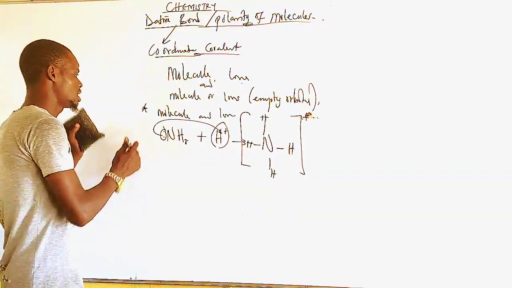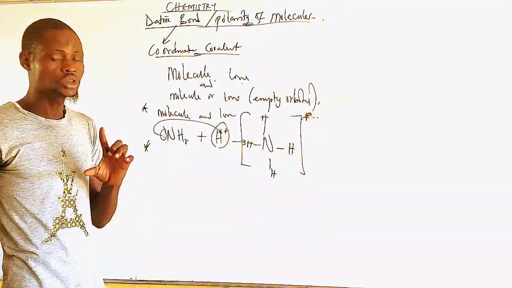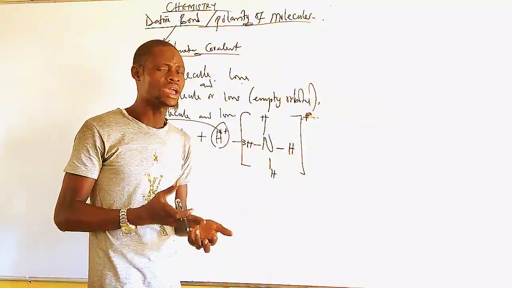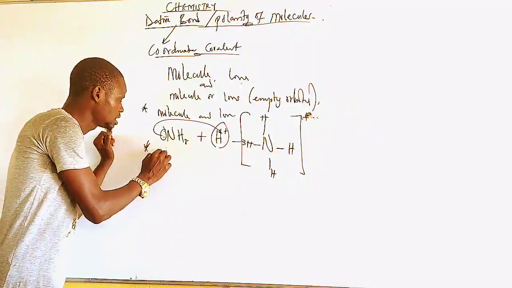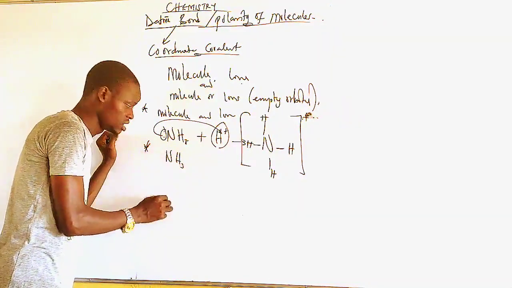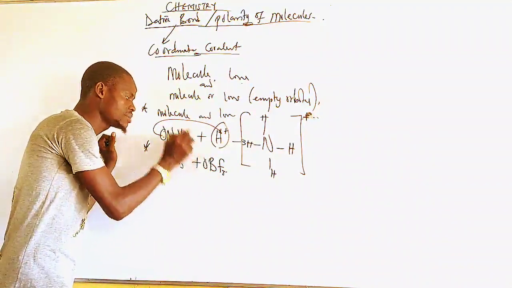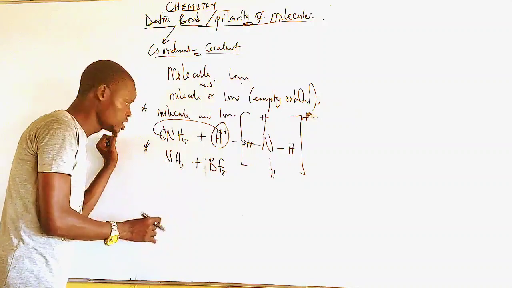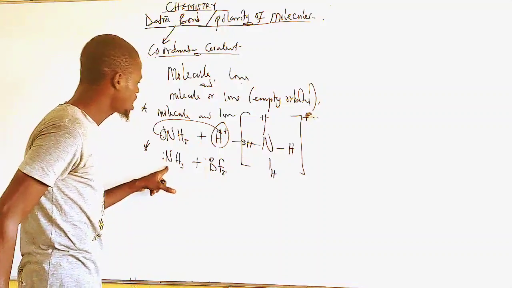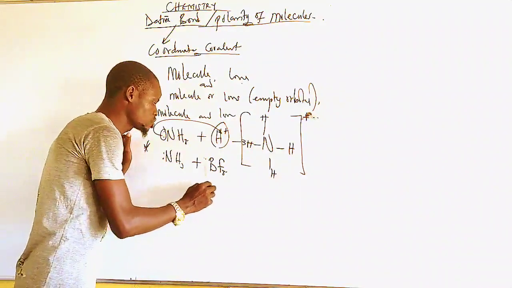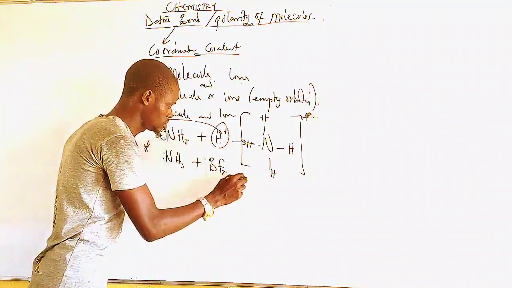This kind of bonding can also exist between two molecules: one molecule with a lone pair and the other molecule with an empty orbital. Let's show, for instance, the bonding that exists between ammonia and boron trifluoride. Are you getting me? Boron has an empty orbital. The central atom of ammonia, which is nitrogen, has a lone pair. So nitrogen tends to donate this to boron to formulate this compound.